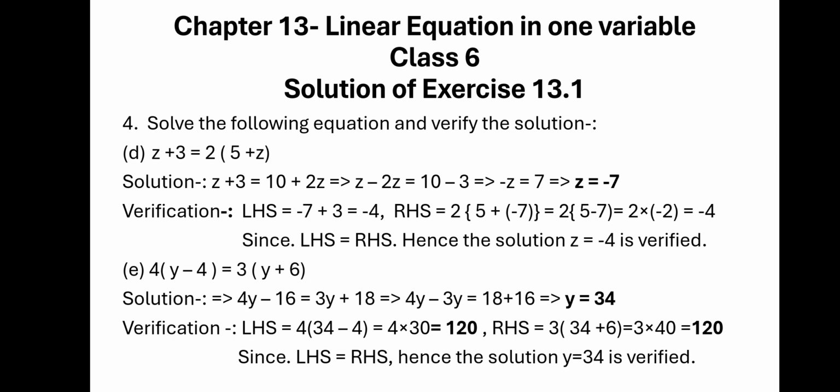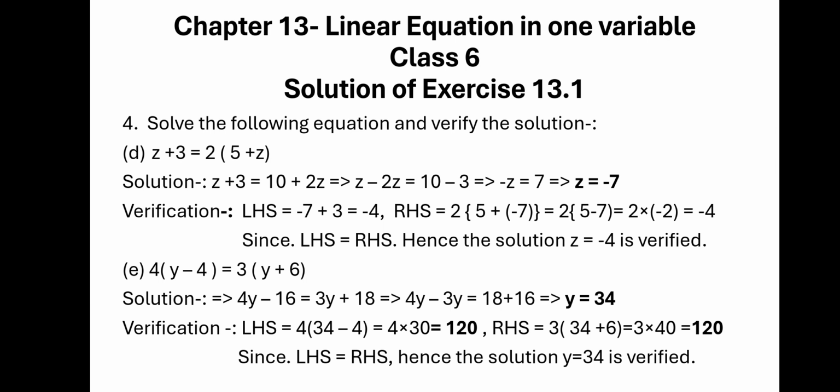Now verification, we have to substitute the value of Z as negative 7. So negative 7 plus 3 is negative 4, and RHS will be 2 into bracket 5 plus negative 7, that is 2 into bracket 5 minus 7, and 2 into negative 2 is negative 4. So since LHS is equal to RHS, hence the solution Z is equal to negative 7 is verified.